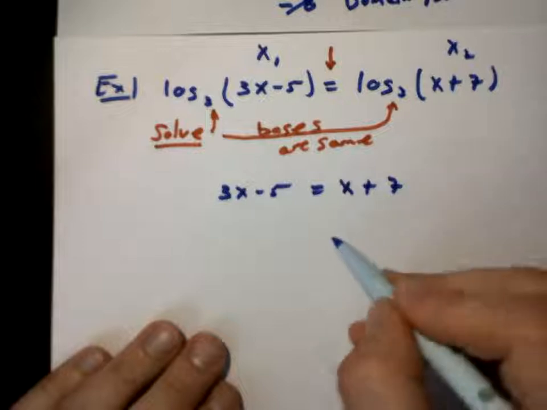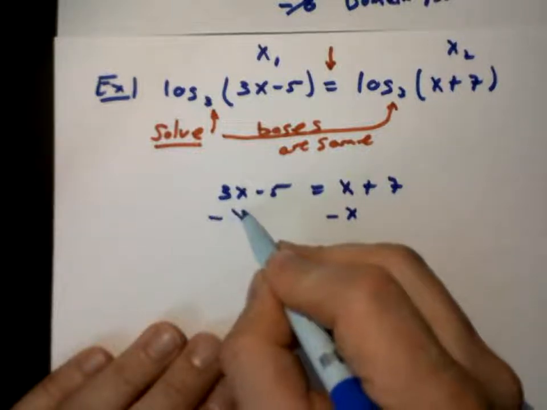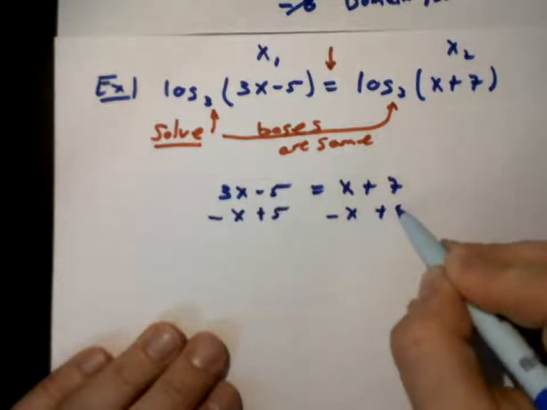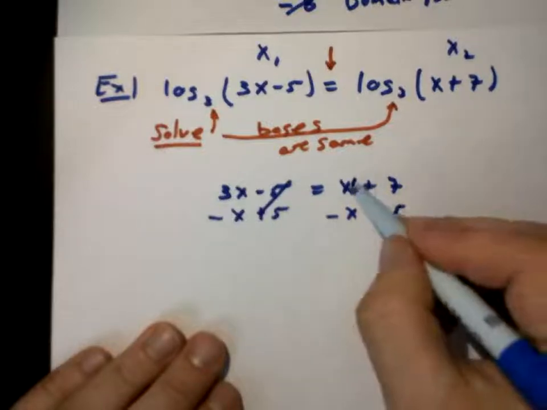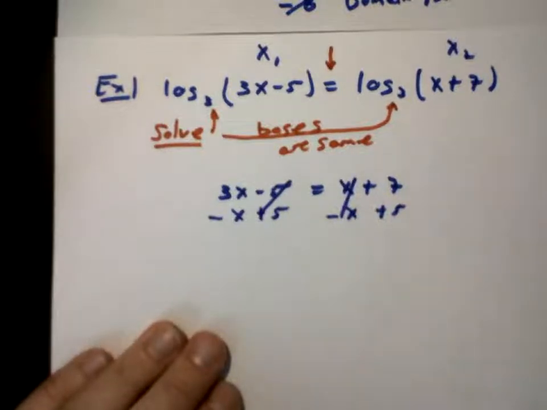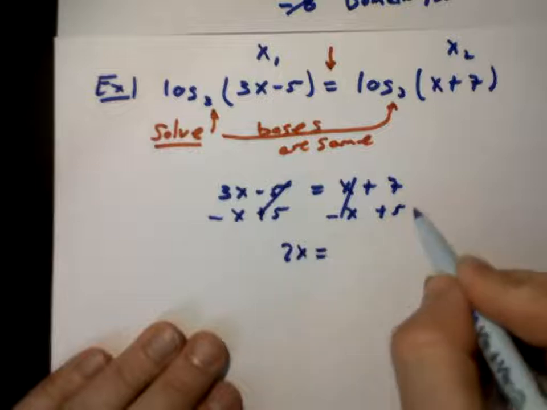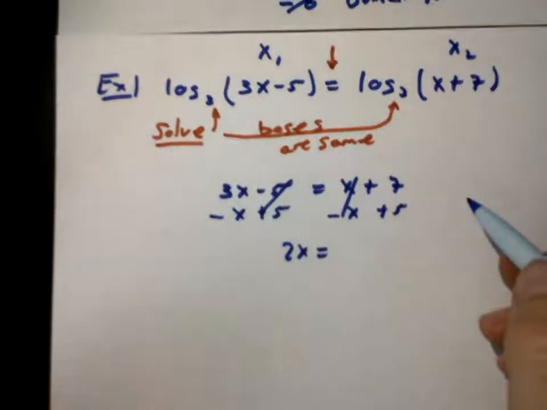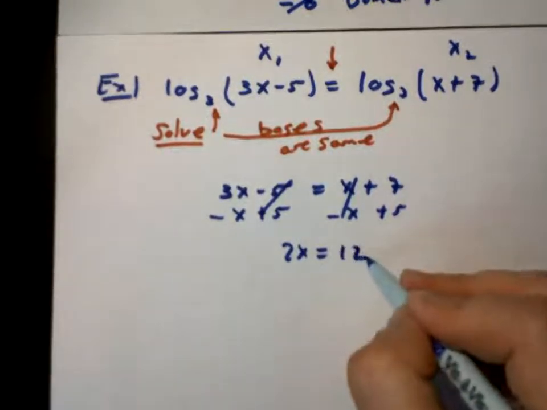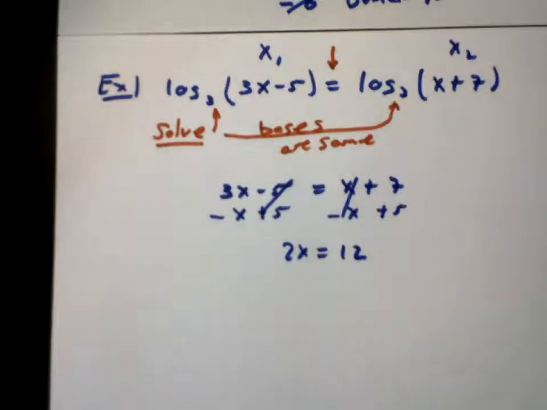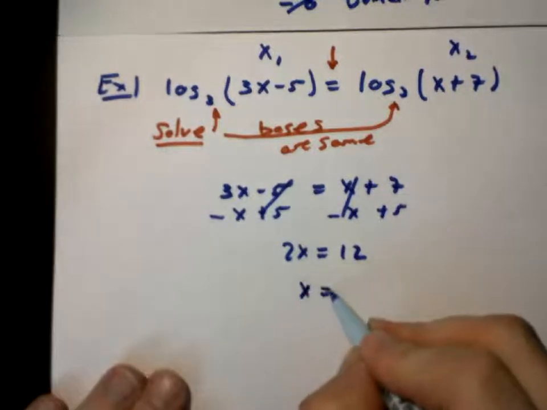However you want to solve this, subtract x from both sides. I'm actually going to add 5 as well. That takes care of that. That takes care of that. I have 2x on this side, and I do believe that's 12. And divide by 2, and x equals 6.